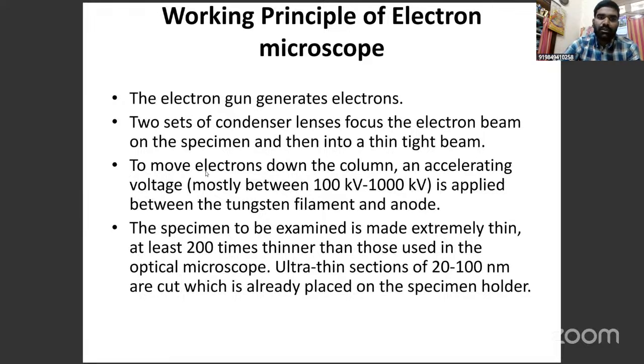To move electrons down the column, the beam is focused onto the specimen by these condenser lenses. The electron beams coming out of the electron gun are made into a thin, tight beam and focused onto the specimen. To move electrons down the column, an accelerating voltage, mostly between 100 kV to 1000 kV, is applied between the tungsten filament and the anode.